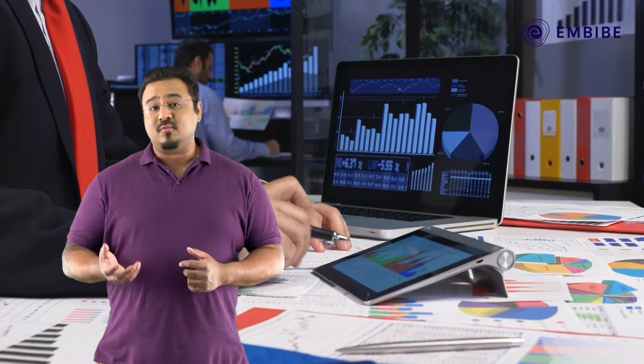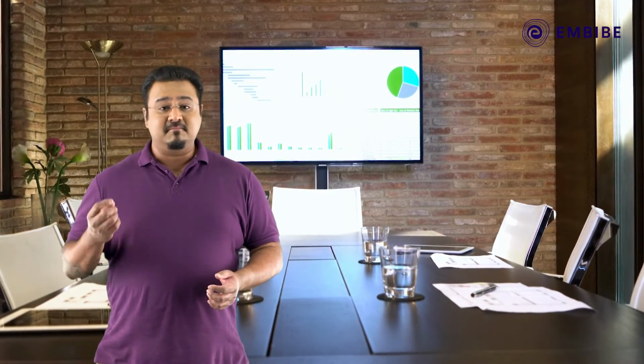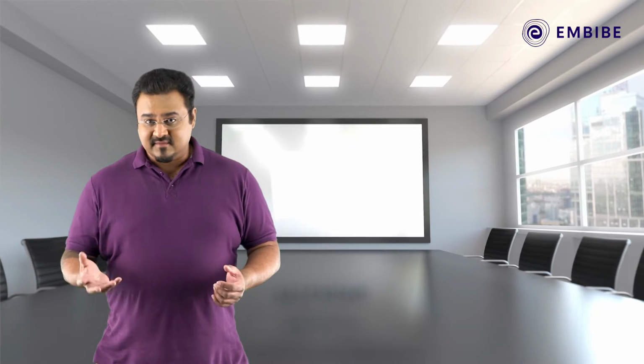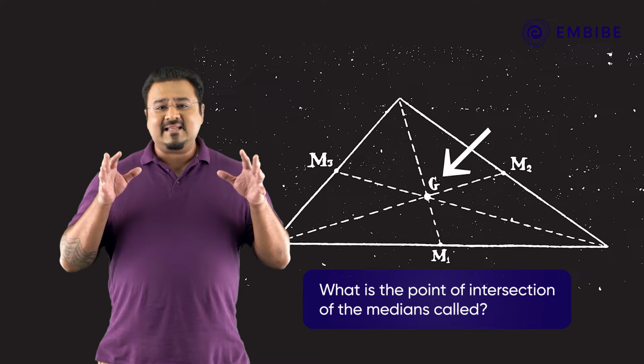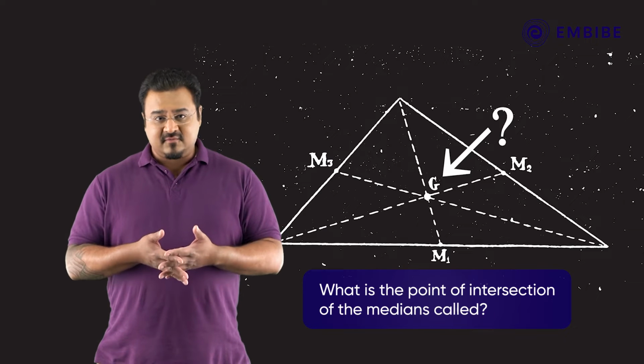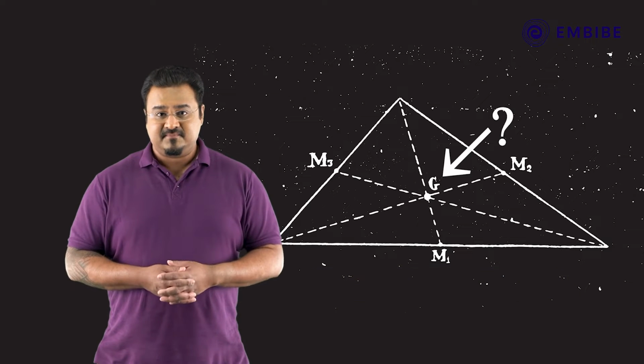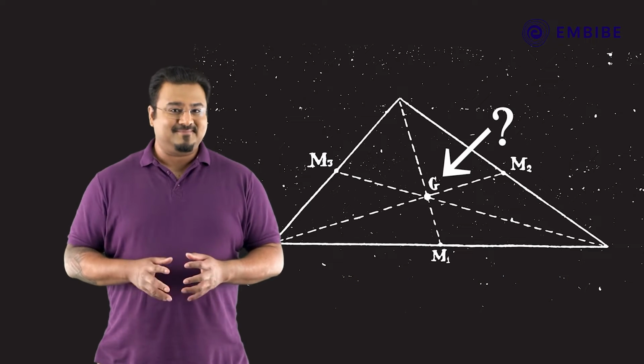The place where we work is called the office, and the place where we conduct meetings is called a meeting room, meeting center, or meeting point, right? Similarly, in mathematics, what is the intersection point of the medians called? Let's learn more about this.